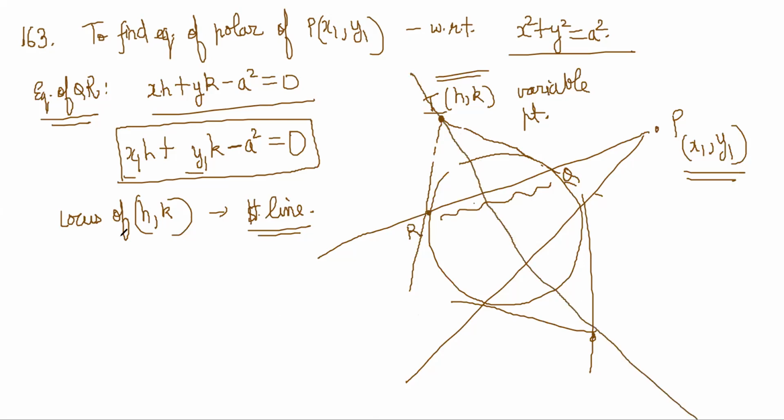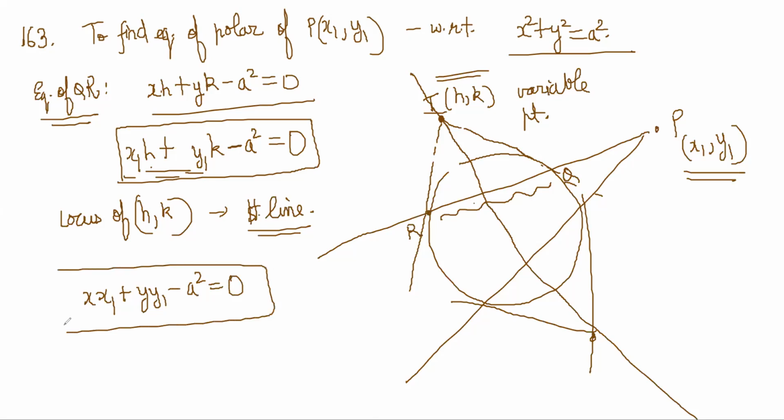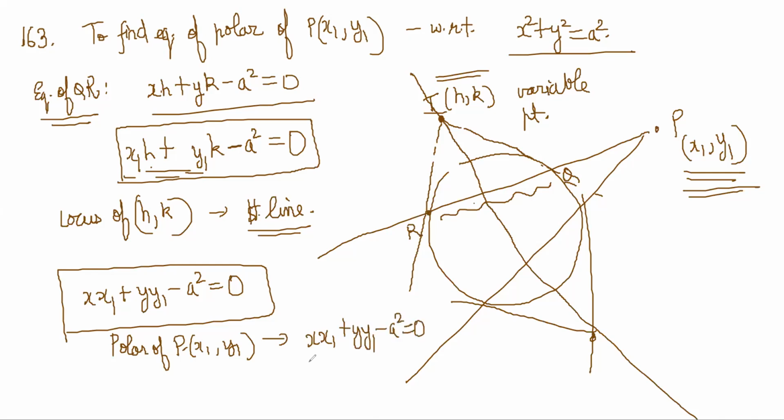So this equation is the equation of the polar. So replace hk with x and y. Again, see, the polar equation also comes the same as the tangent equation, with respect to the same point. So the polar of point P is the same as if you are writing the tangent equation: x x1 plus y y1 minus a square is equal to 0.